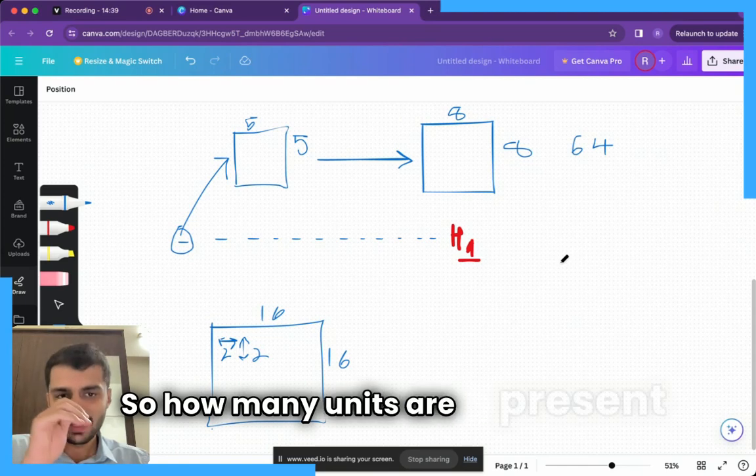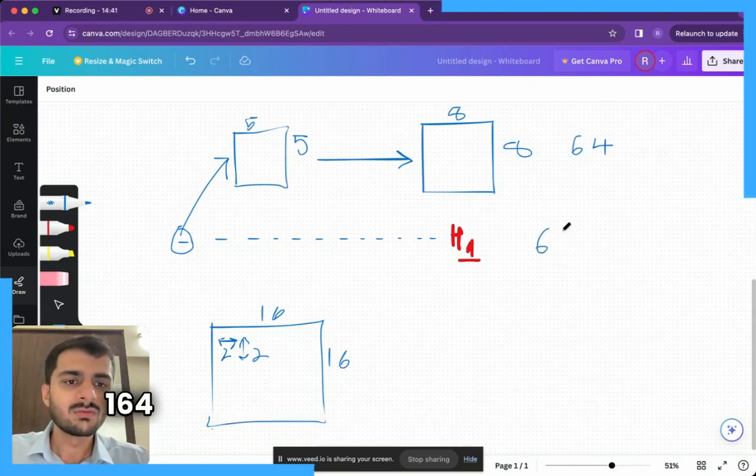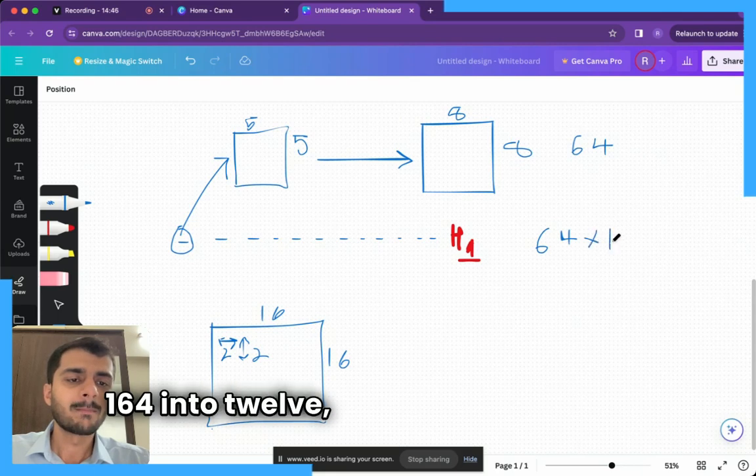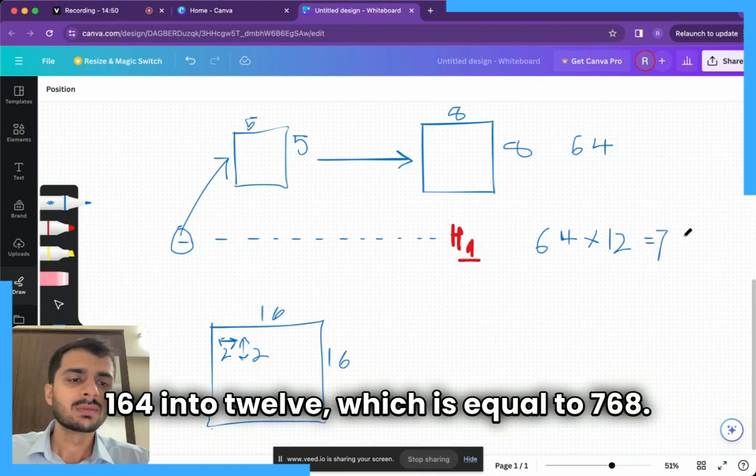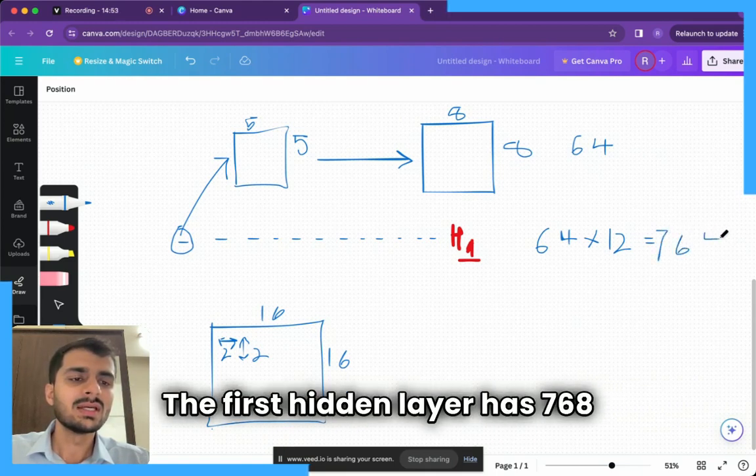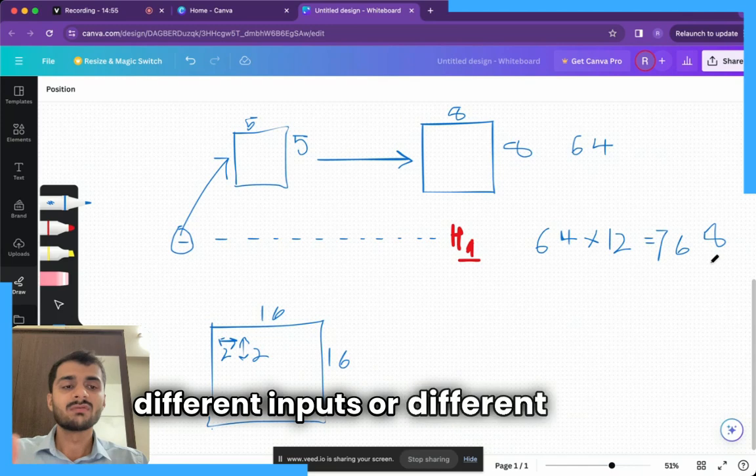So how many units are present in H1? 64 into 12, which is equal to 768. The first hidden layer has 768 different inputs or different units.